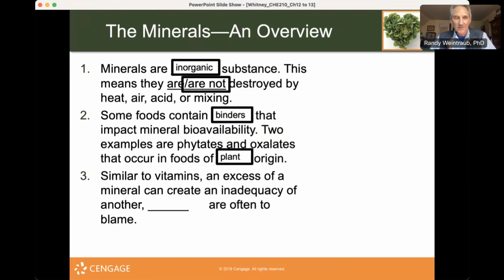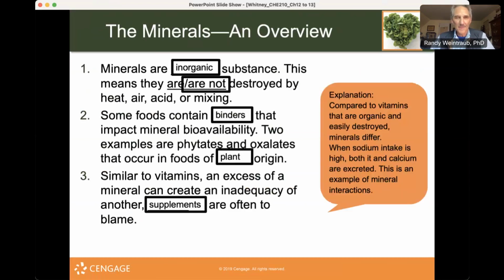Similar to vitamins, excess minerals can create an inadequacy of another. So they do interact. For instance, supplements are often blamed for creating a potential imbalance of other nutrients if we have some in excess.